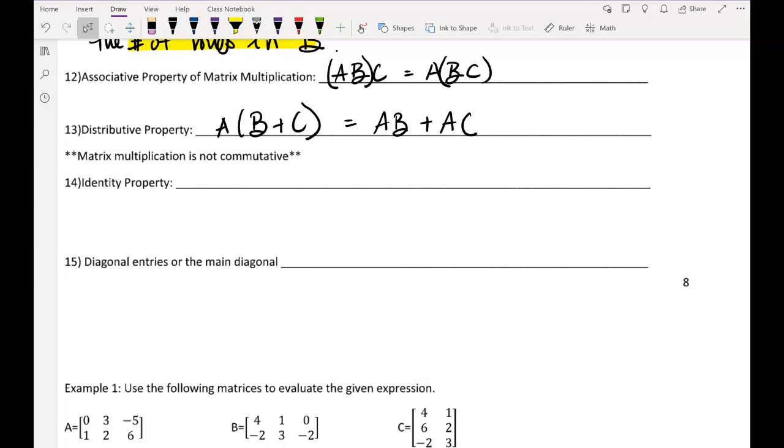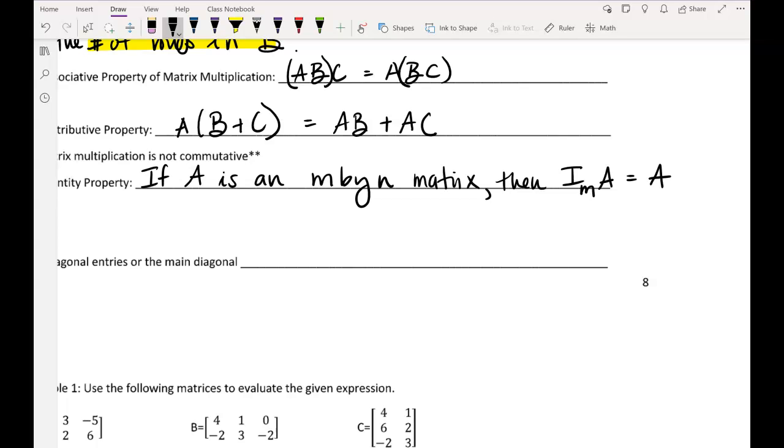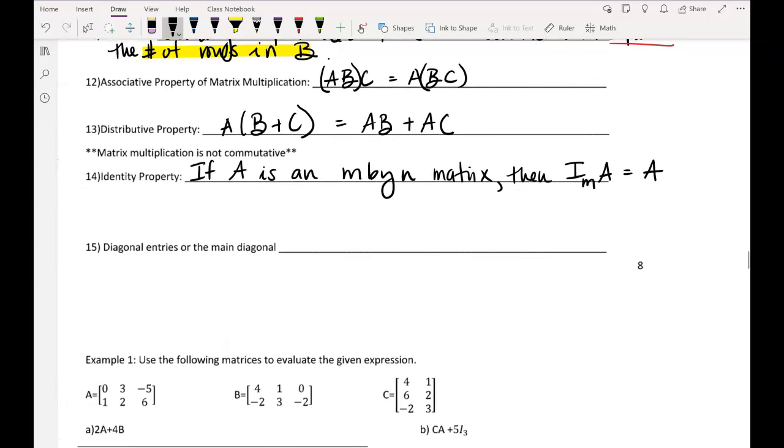Identity property. If A is an m by n, so that's row by column matrix, then I subscript m, the identity matrix, times some random matrix A will just give us matrix A, where I matrix subscript m is called the identity matrix.